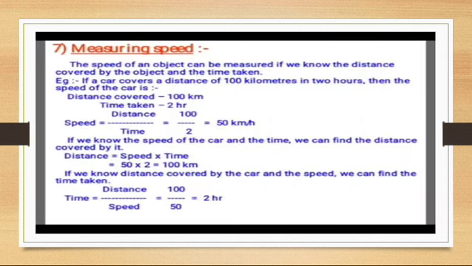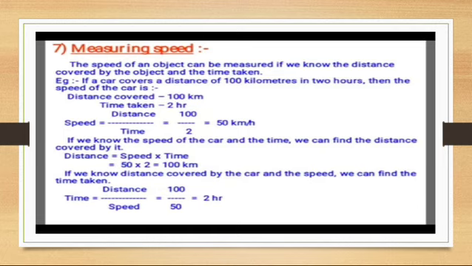Now, how can we measure speed? For example, the speed of an object can be measured if we know the distance covered by the object and the time taken. Example, if a car covers a distance of 100 kilometers in 2 hours, then the speed of the car is as calculated. Distance covered is equal to 100 kilometers, time taken 2 hours, so speed is equal to distance upon time. Then we have the speed of 50 km per hour.